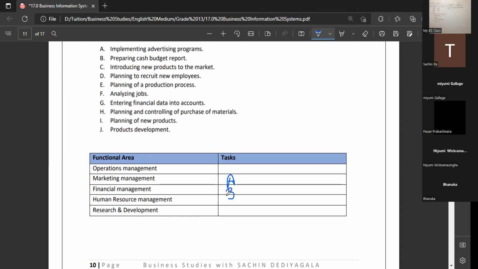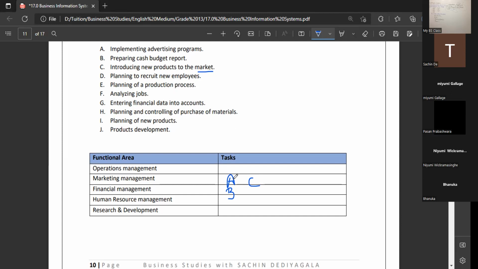And C, introducing new products to the market. What do you think? Most of the guys think it comes under operations, but it does not come under operations. It comes under marketing. Once the new product is introduced, the operation team starts the initial idea of it. But introducing a new product to the market is marketing, as it says to the market. The operation team introduces it internally, and then the marketing team will be working on it, because the operation team does not know how to market a product.